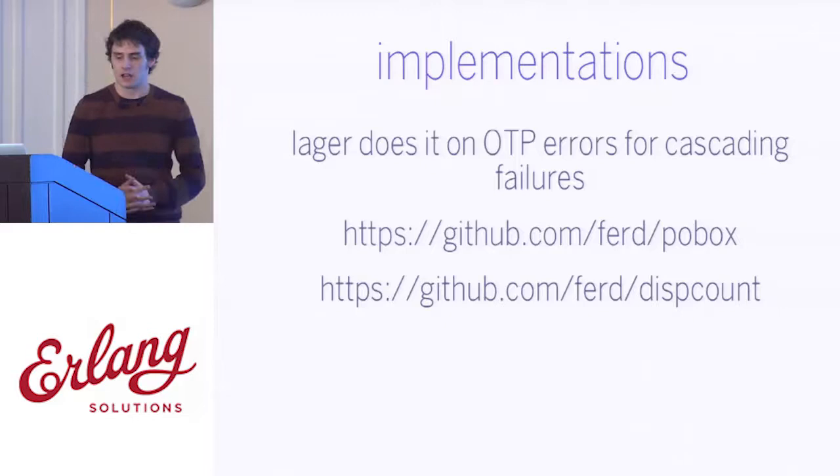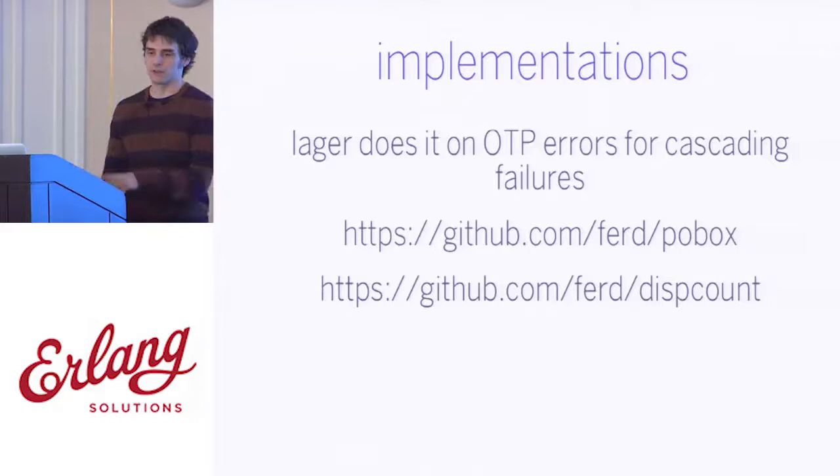Implementations for that. Lager does it on OTP errors for cascading failures. So not the lager:message or whatever. Those are actually never dropped.